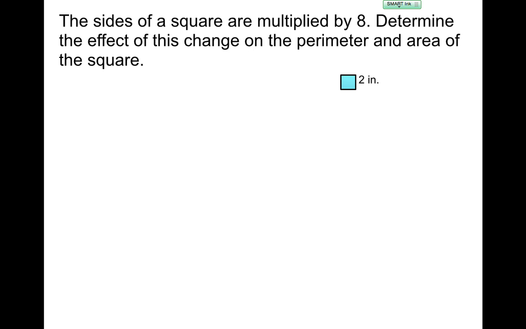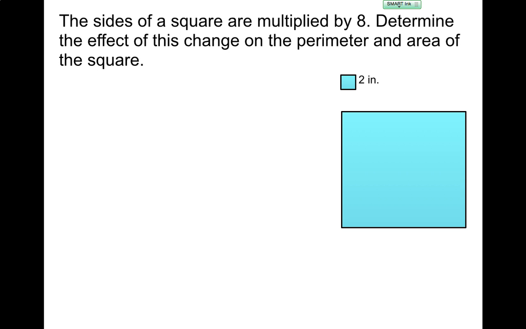A square. The sides of the square are multiplied by 8. Determine the effect of the change on perimeter and area of the square. Okay, so think, does that affect it in 2 dimensions or 1 dimension? It's a square. Changing the sides, it's going to be affecting both dimensions. So if I make it 8 times as big, it's going to get huge.